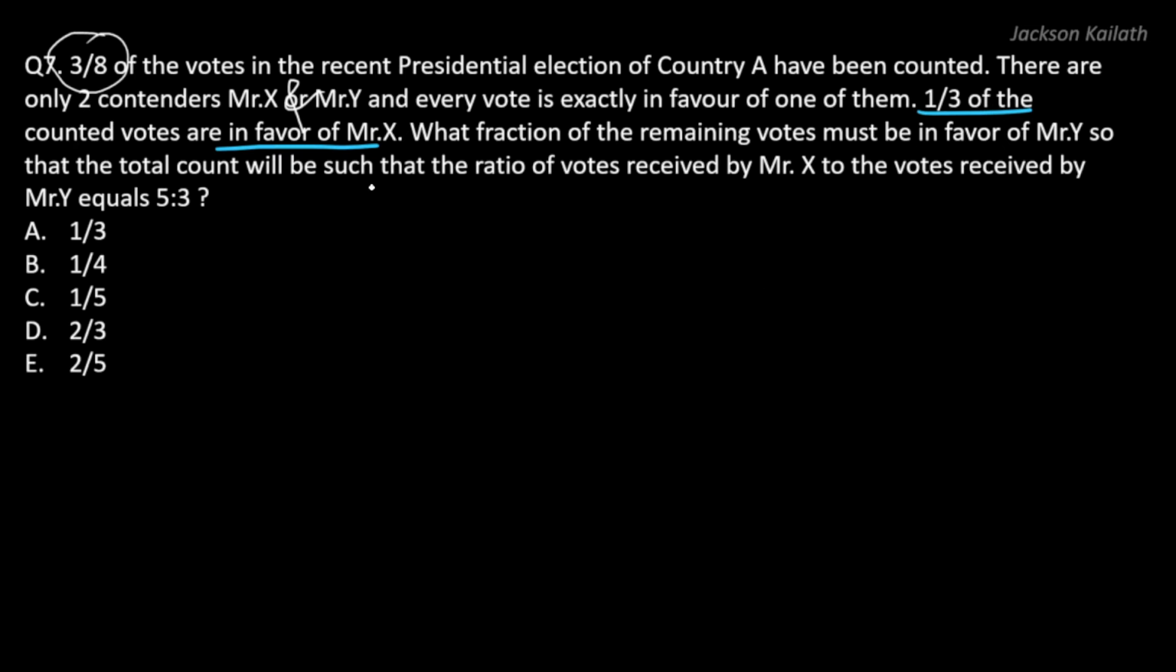Now you can notice some of the ratios over here. We have 3 out of 8 of the votes, right? So if I take the total number of votes as 800, that makes it easy. That would mean that 300 are counted and the remaining 500 are not counted.